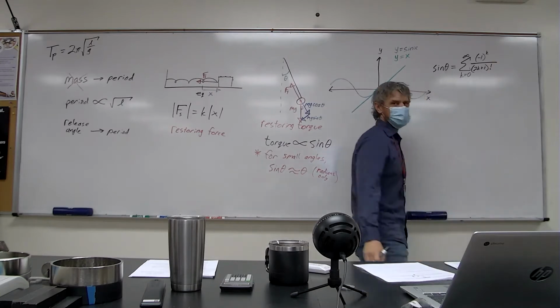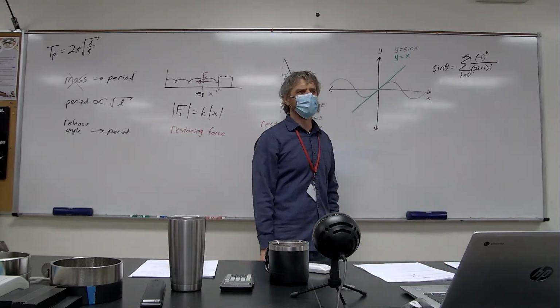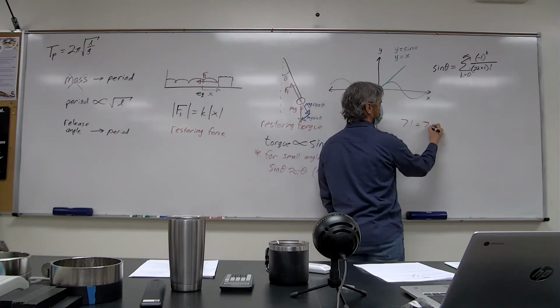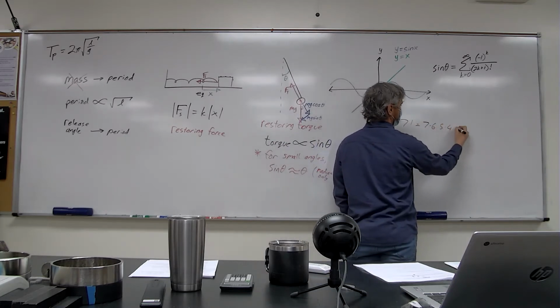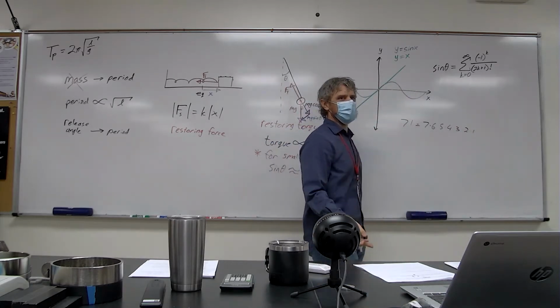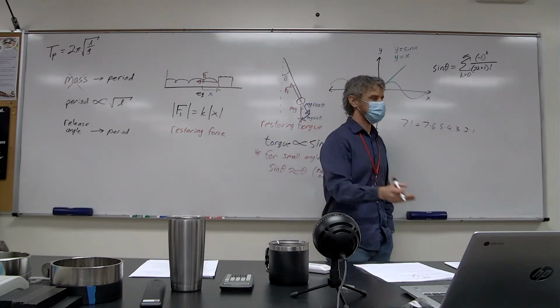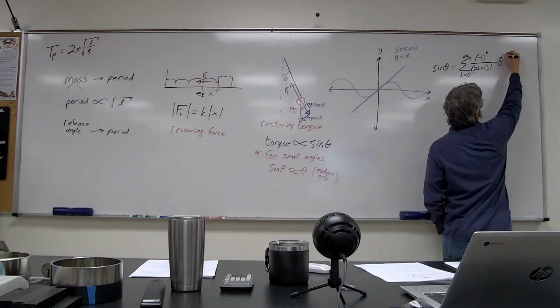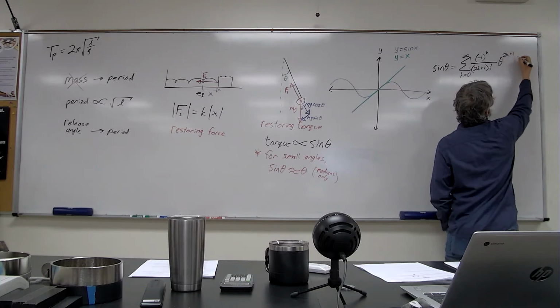Have you guys learned about factorial yet? Factorial, if I have 7 factorial, it's just 7 times 6 times 5 times 4 times 3 times 2 times 1. 5 factorial is 5 times 4 times 3 times 2 times 1. And then multiplied by theta to the 2k plus 1 power.